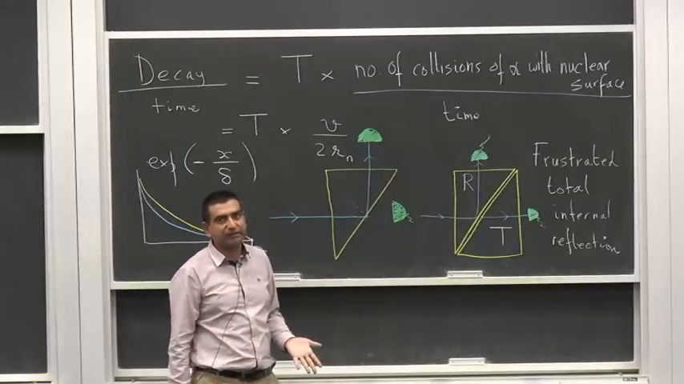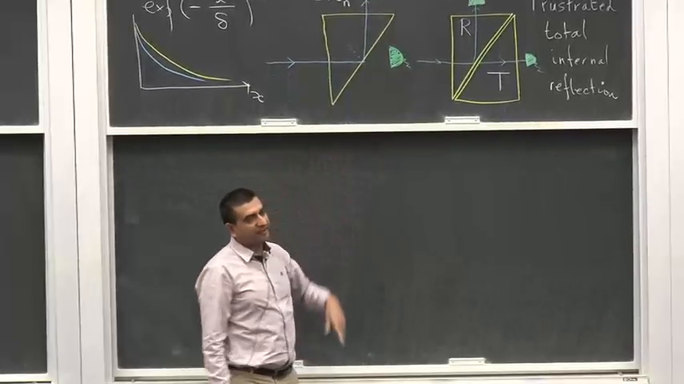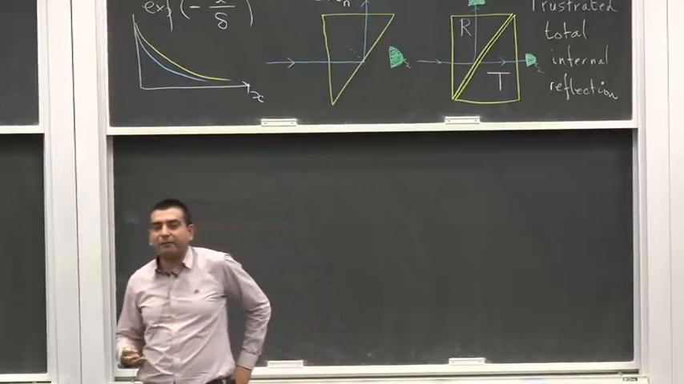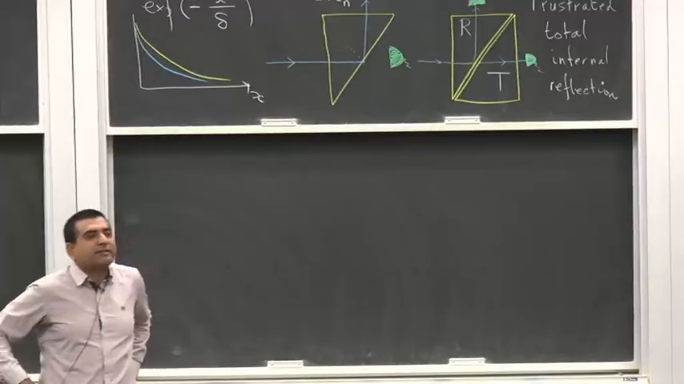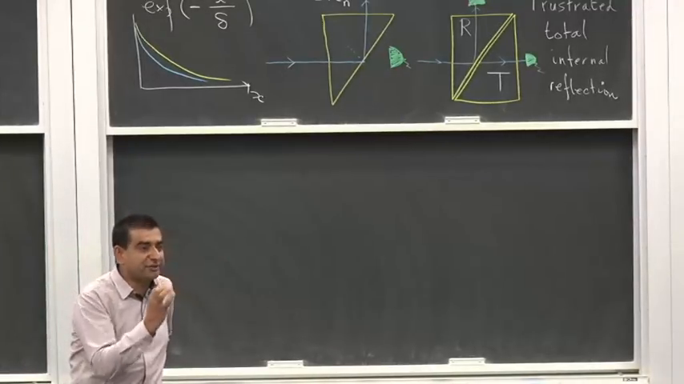Now let's look at another last example of quantum mechanical tunneling. And in this example, I would like to look at the state of the art in controlling a single electron.